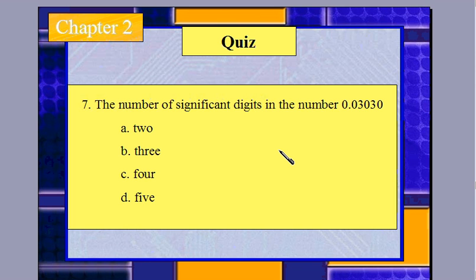7. The number of significant digits in the number 0.03030 is 2, 3, 4, or 5.